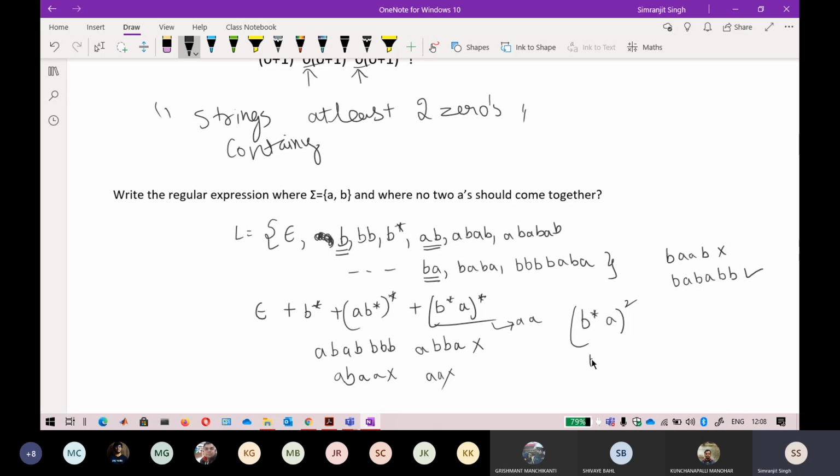Okay, so now I just write it like this: B star A and B star A. Okay, so the value of star is 0 and the value of star is 0. So that means A can come together, so it should not be in the expression.